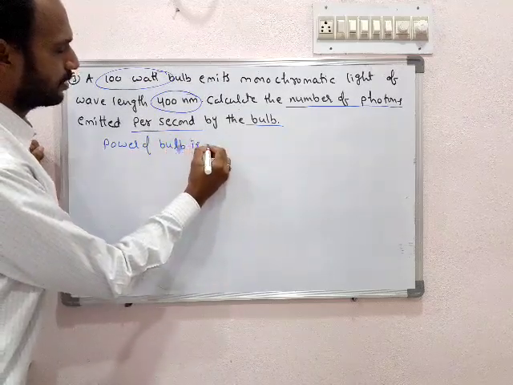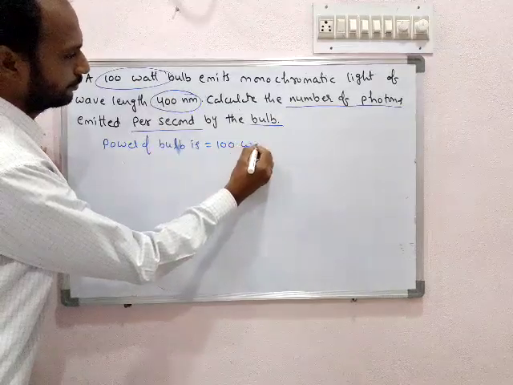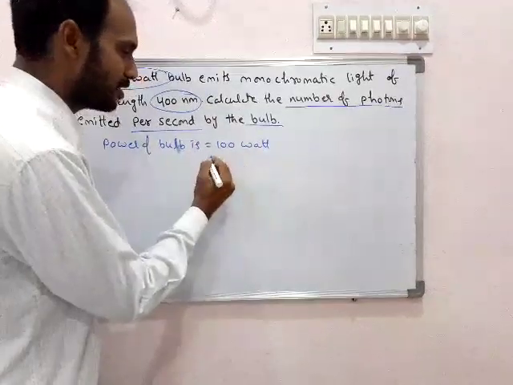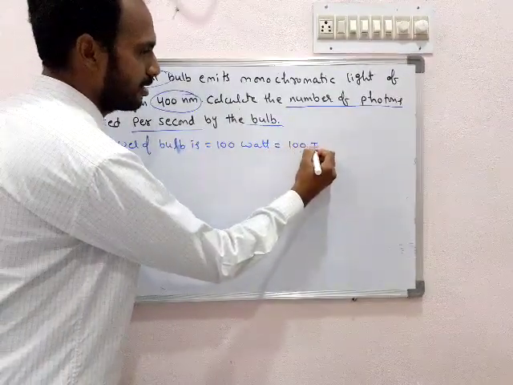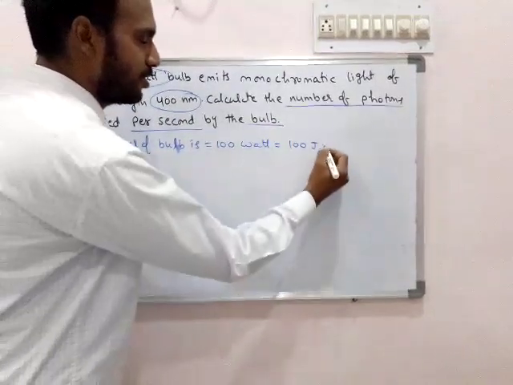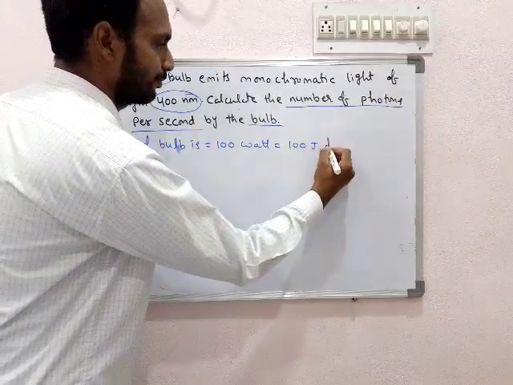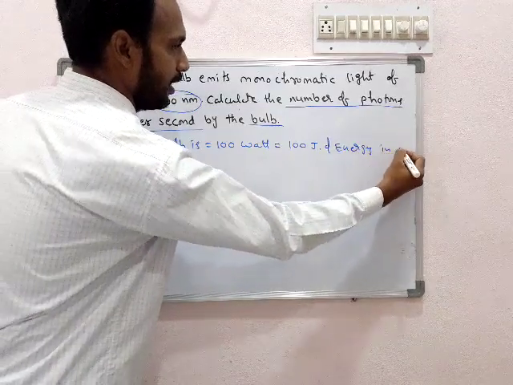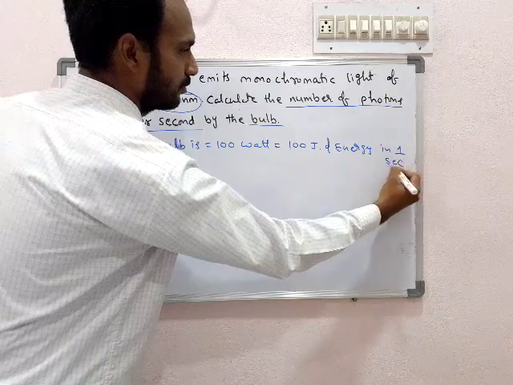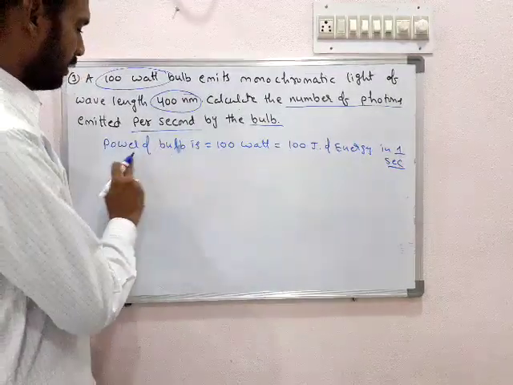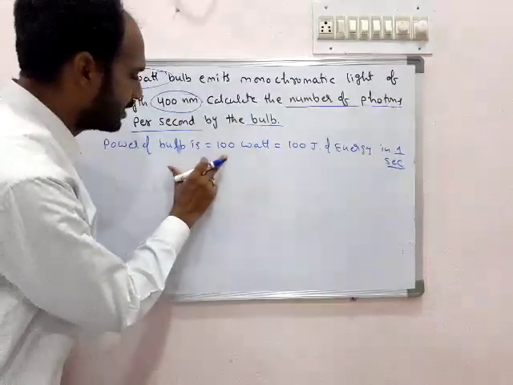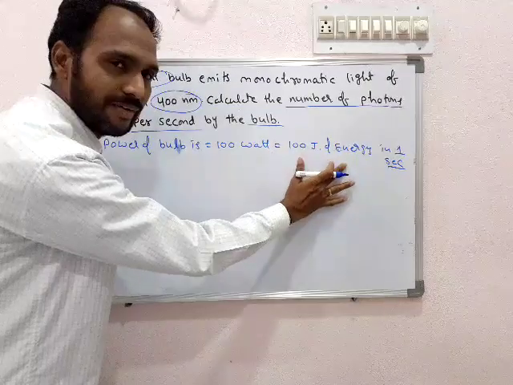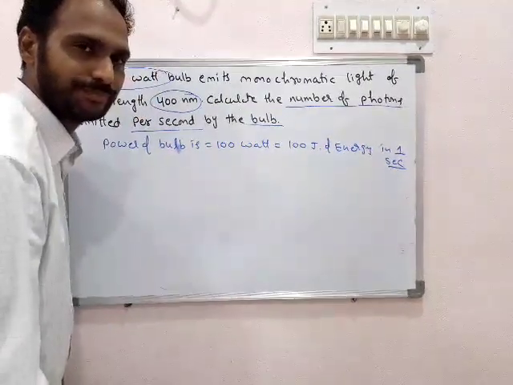Power of bulb is 100 watts. So what does it mean by this power of bulb, 100 watts? It means it releases 100 joules of energy in 1 second. The bulb energy capacity is 100 watts. It means it releases 100 joules of energy in 1 second of time.